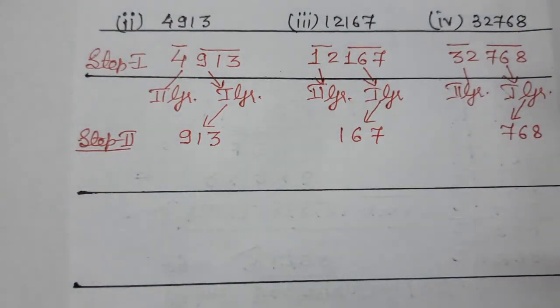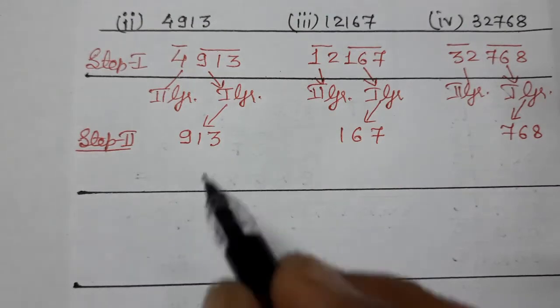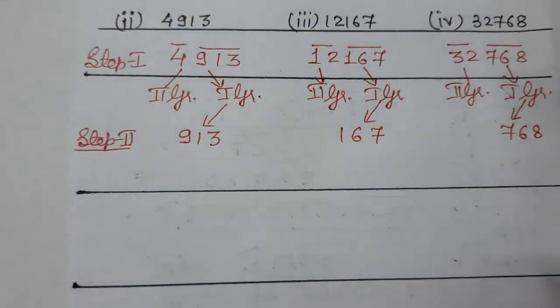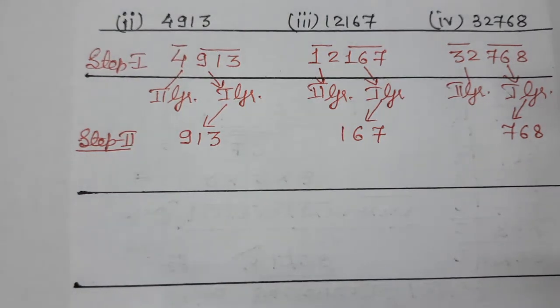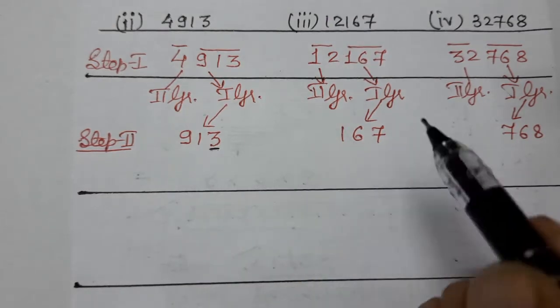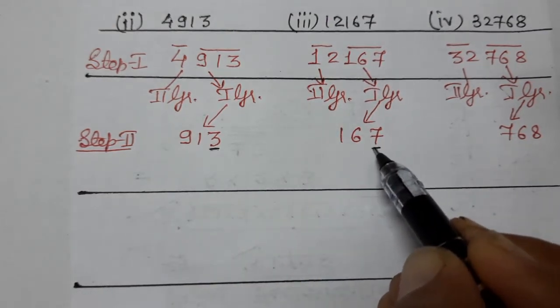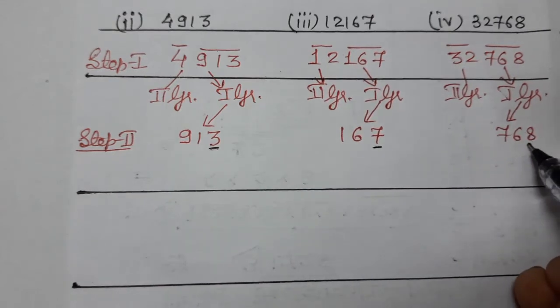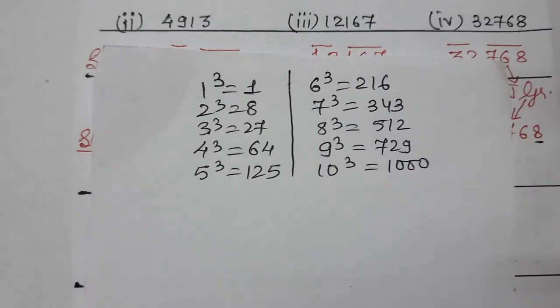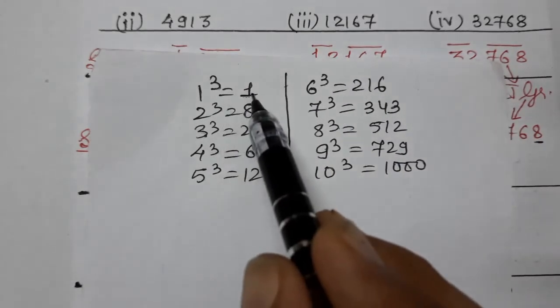Now, the ones place we are doing in a very easy manner. We must know the cubes from 1 to 10. Now here the number 913 ends with 3. Here 167 ends with 7 and 768 ends with 8. Now you must know the rules. आपको मालूम है, if one cube is there, it ends with 1.